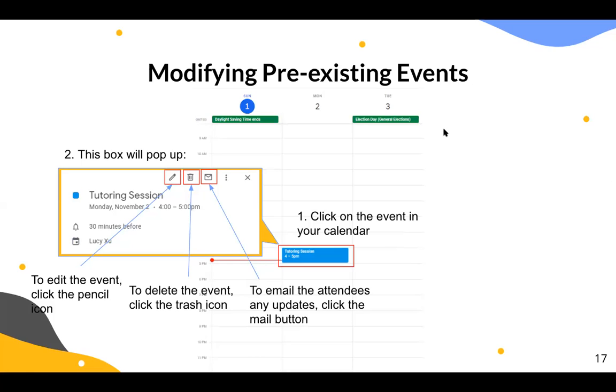Modifying pre-existing events. First, click on the event in your calendar. Then this box will show up. To edit the event, click the pencil icon. To delete the event, click the trash icon. To email the attendees any updates, click the mail button.